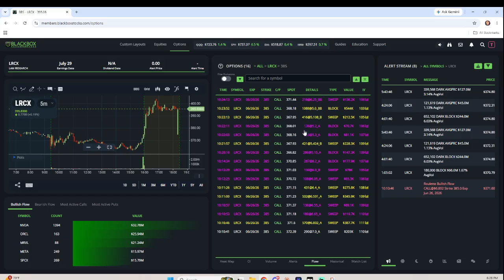So we know the coloring, we know obviously the call, the spot price of the stock, call, put, sweep and block. We covered that. We covered IV, implied volatility. We've covered the ask and bid. So next thing we'll talk about are spreads and how to identify them.